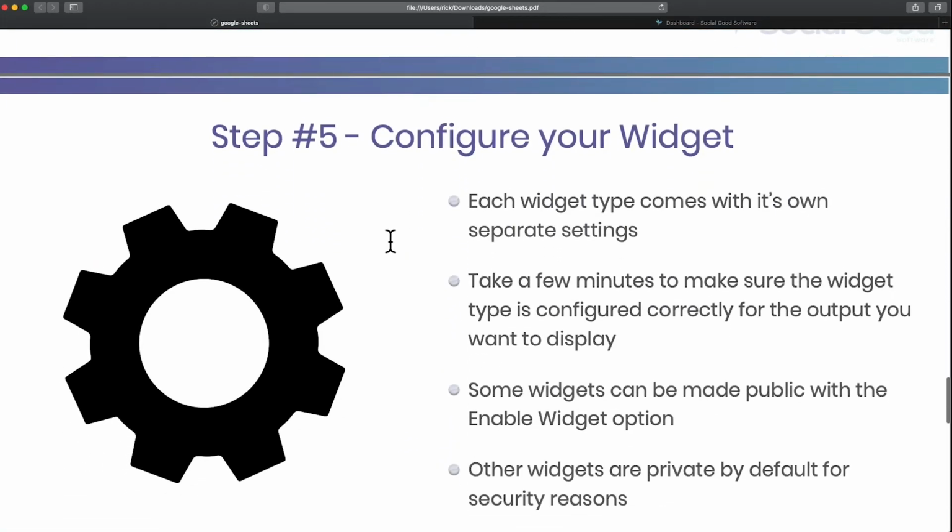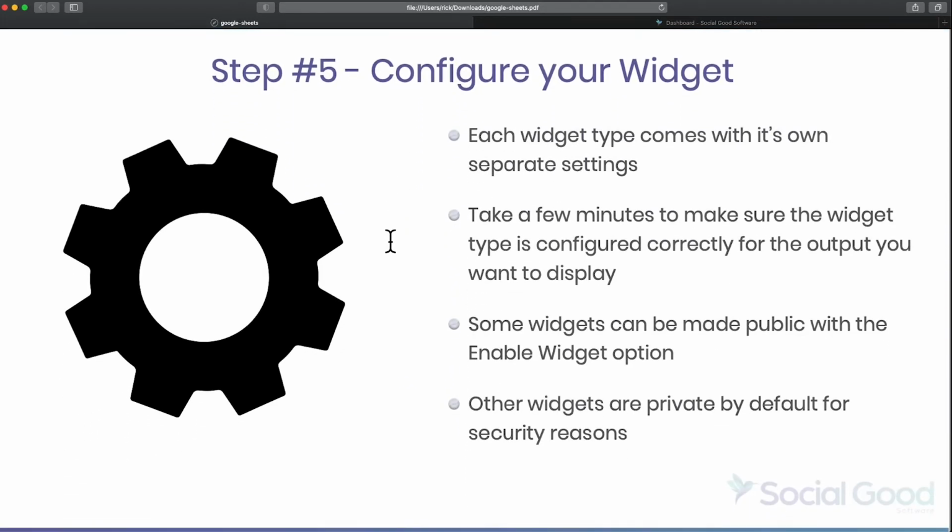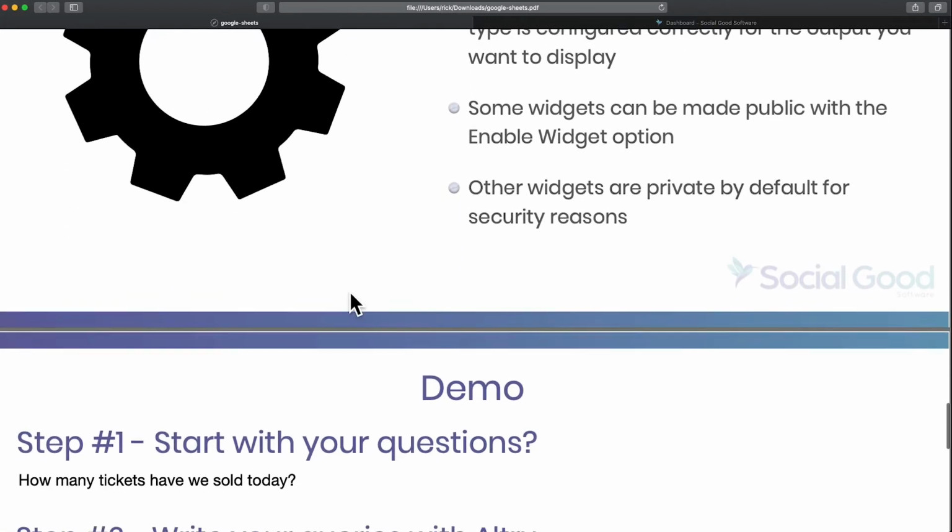And then finally, step number 5 is to configure your widget. Each widget type comes with its own separate settings. So you want to take a few minutes to make sure that the widget type is configured correctly for the output you want to display. Some widget types can be made public within the widget type options. Other widget types are private by default for security reasons. Okay, so that's pretty much how it works.